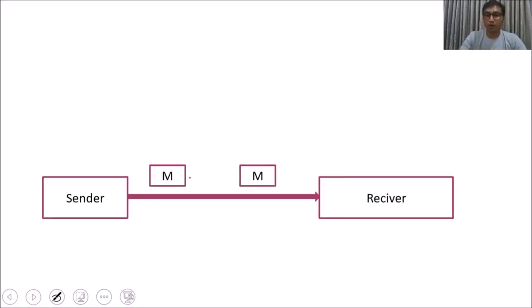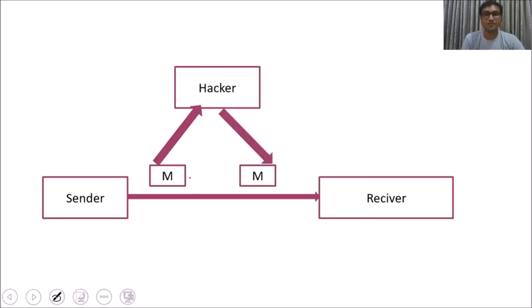Hacker will intercept this message in between the transmission, and then it will modify that message and send it to receiver. Now the message which is received by the receiver is not the original message which was sent by sender. It got modified in between by the hacker, and this technique is known as piggybacking: intercepting the message in between, modifying the message, and again sending it back to the receiver. So receiver will not get the original message. This technique is known as piggybacking.